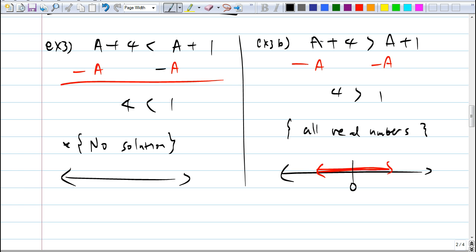Easy enough. Okay, so just like when we solve equations, sometimes you get no solution, sometimes you get all real numbers as a solution, and that happens for inequalities as well. Okay, are we okay with that? Now let's move on.